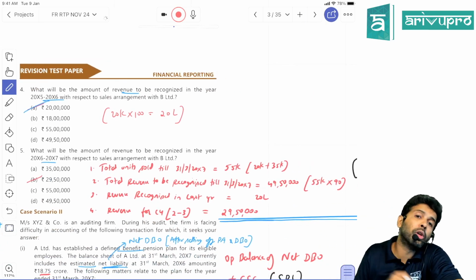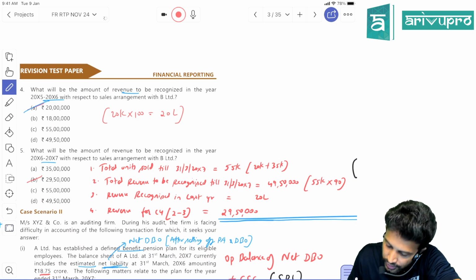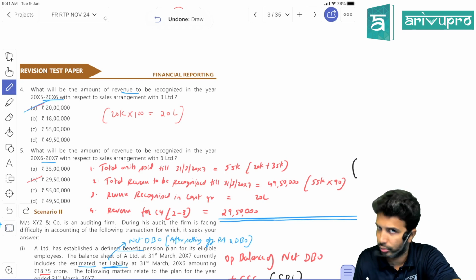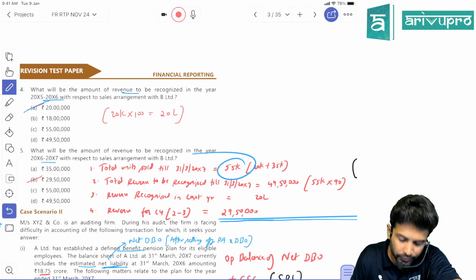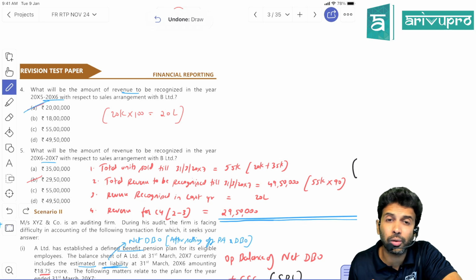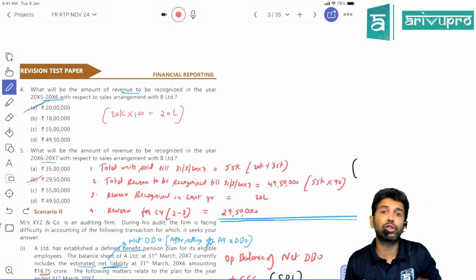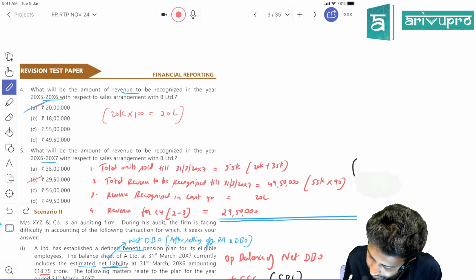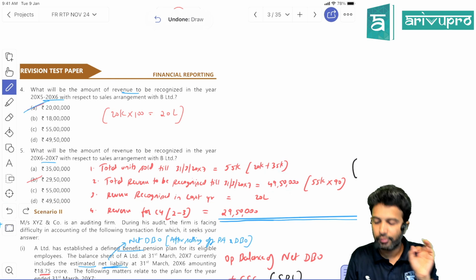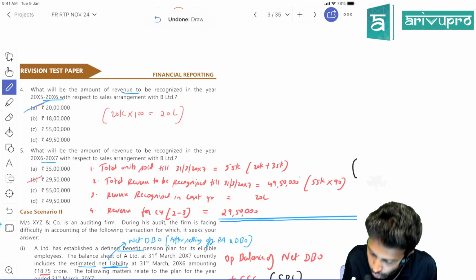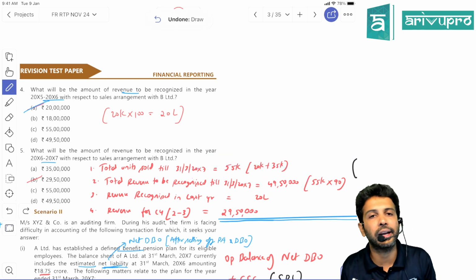So what is the total number of units you have sold, sir? 20,000 in the first year, 35,000 in the second year. So totally you have sold 55,000 units, right? Now on this 55,000, what will be the revenue per unit? Since it is expected to cross 60,000, you should take it as 90 per unit. So 55,000 into 90, it will be how much? 49,50,000. Meaning on the entire 55,000 units, totally you can recognize the revenue of 49.5 lakh.